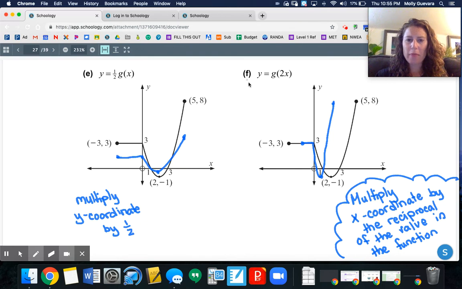And then with F, you're going to multiply the x-coordinate by the reciprocal. So the reciprocal of 2 is 1/2. So we're actually going to multiply the x-coordinate by the reciprocal of 2, which is 1/2. Okay, so here my x-coordinate is -3. If I divide that by 2, it's -1.5. Here my x-coordinate was 2, so if I divide that by 2, it's 1. And then here my x-coordinate was 5. If I divide that by 2, it's 2.5. And then I connect it.